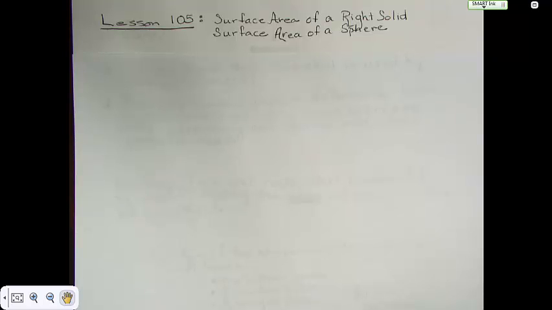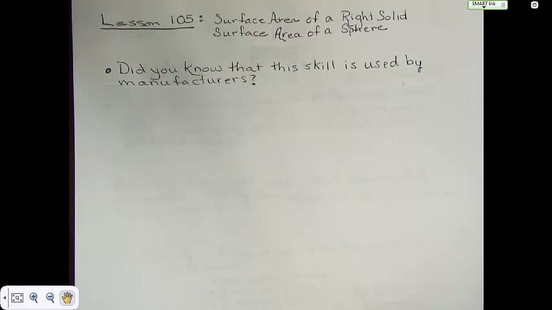Hello everybody. Today we are going to talk about lesson 105, and that lesson is focused on surface area of a right solid and surface area of a sphere. Did you know that this skill is used by manufacturers?